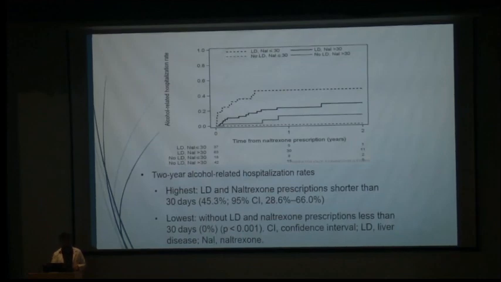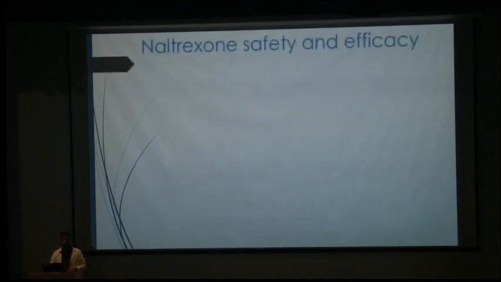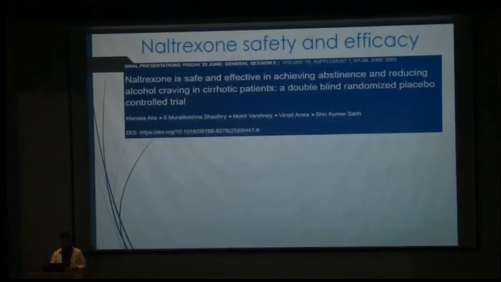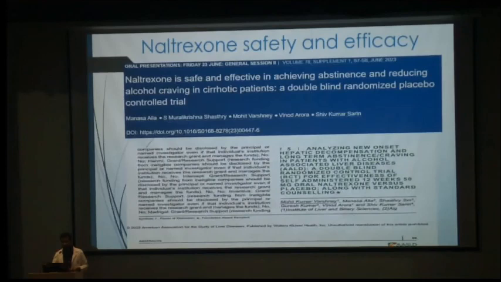A recent paper studied 2-year alcohol hospitalization rates in people who had alcohol-related cirrhosis. When they compared hospitalization rates, what they found, in these middle 2 lines, was that people with liver disease who were given naltrexone for more than 30 days had fewer hospitalizations as compared to those who were given it for less than 30 days. So again, long-term use of naltrexone is recommended. When talking about safety and efficacy, we from ILBS have also done studies and presented them at EASL as well as AASLD, where safety and efficacy both were established.